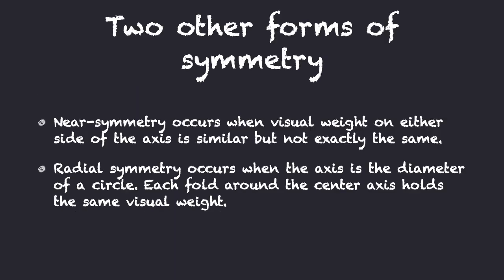So here are two other forms of symmetry. We have near symmetry, which occurs when visual weight on either side of the axis is similar but not the same. Then we also have what is called radial symmetry, which occurs when the axis is the diameter of a circle. So each fold around the center axis holds the same visual weight.